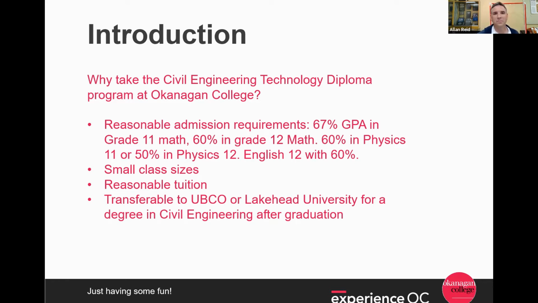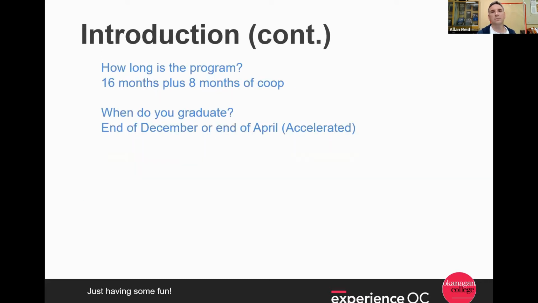So there is opportunity even if you don't have the 67% average: math, 60% in physics 11 or 50% in physics 12, and English 12 was 60%. We have very small class size. We're going to talk about it in a minute. They're 40, and we have reasonable tuition compared to other places. And you can transfer to UBC or Lakehead University if you want to get a degree, which is awesome.